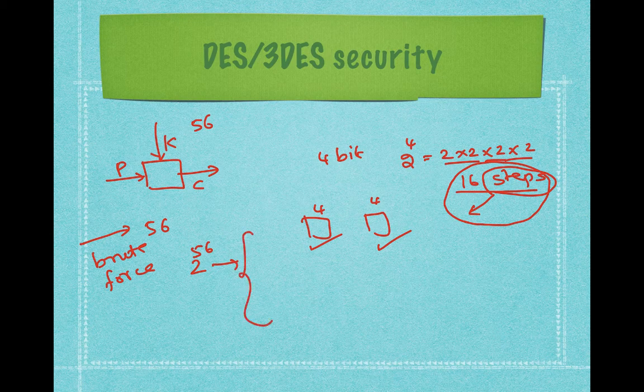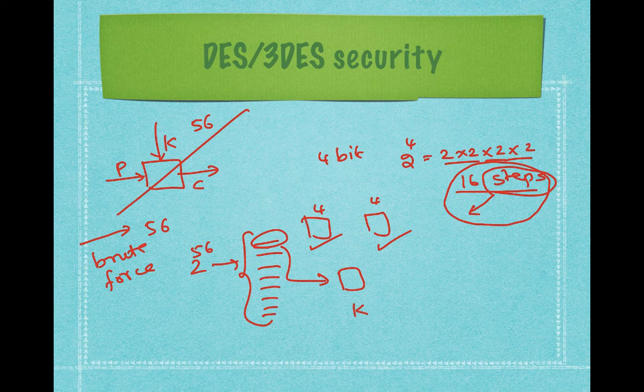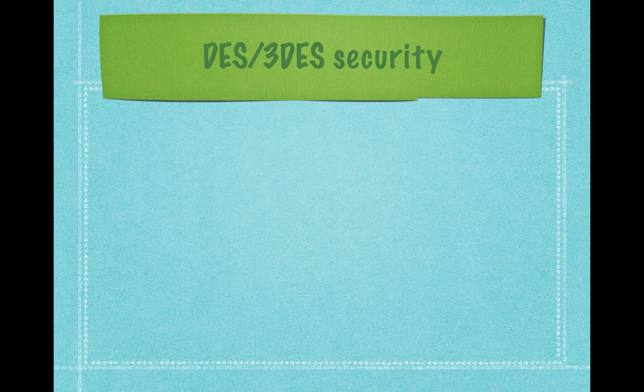You create a huge table of all combinations of this key and then try them one by one, and then finally you can break the key K. So DES is totally broken. Don't use DES. Okay. What about the triple DES security? Triple DES is still okay. Still, the security is not that bad.